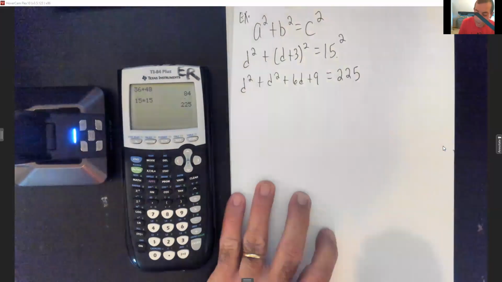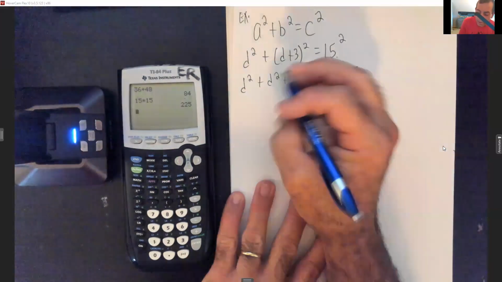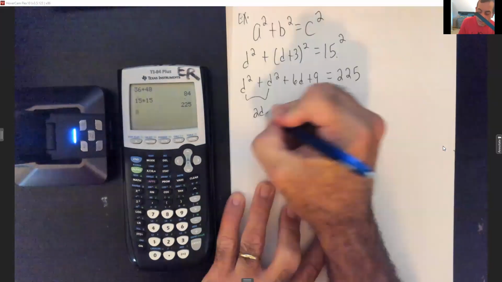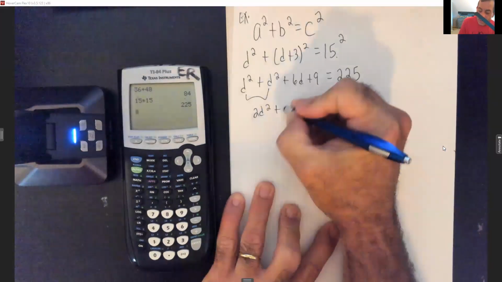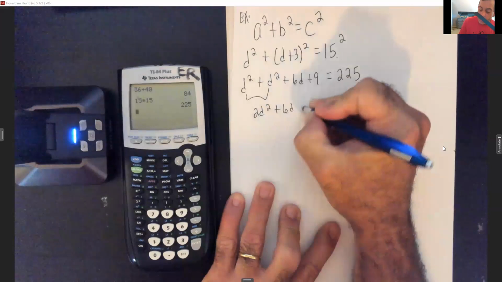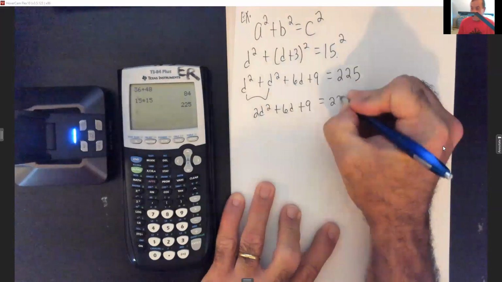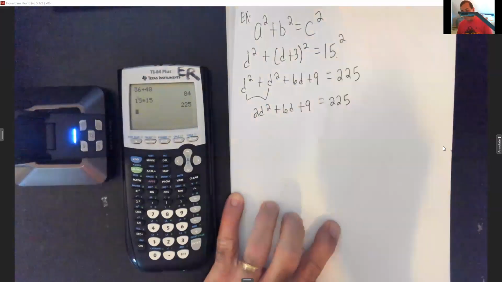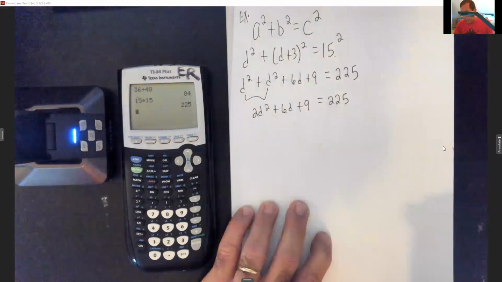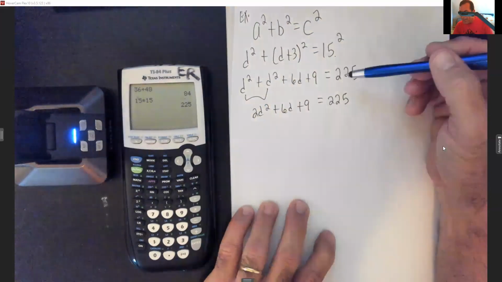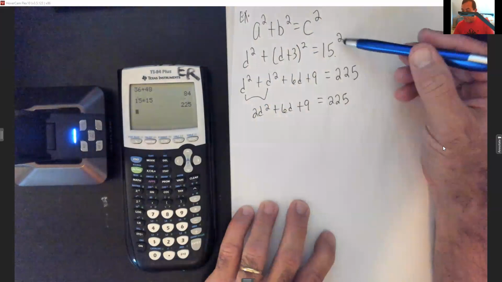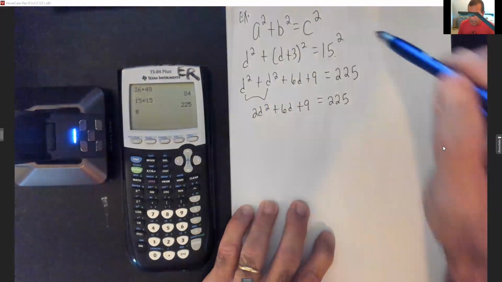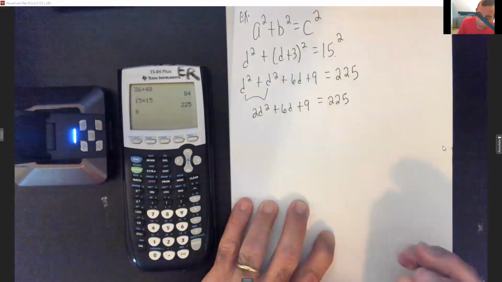All right, now we're still going to add like terms. So we get a 2D squared plus 6D plus 9 equals 225. So what I was doing everything with a 15 because I didn't square it up here. So make sure we square this, okay? Now minus the 225.